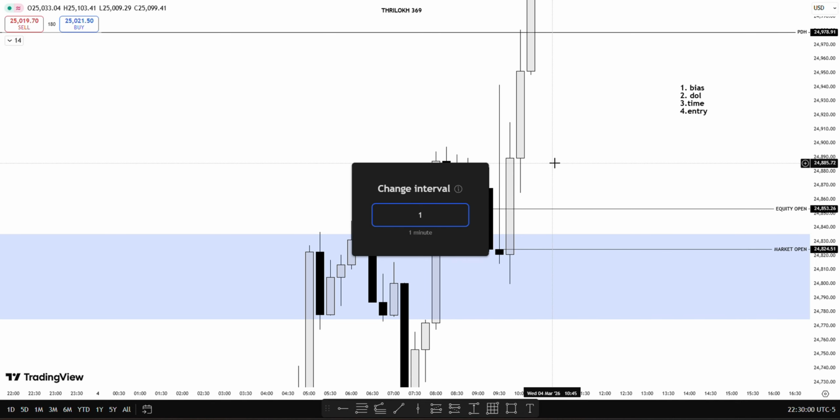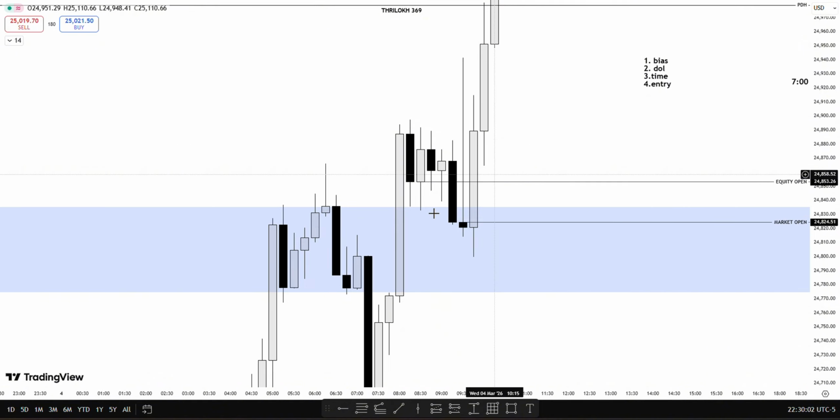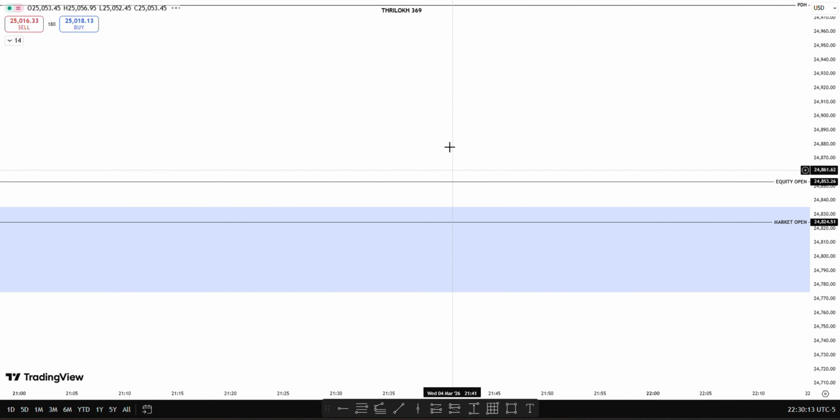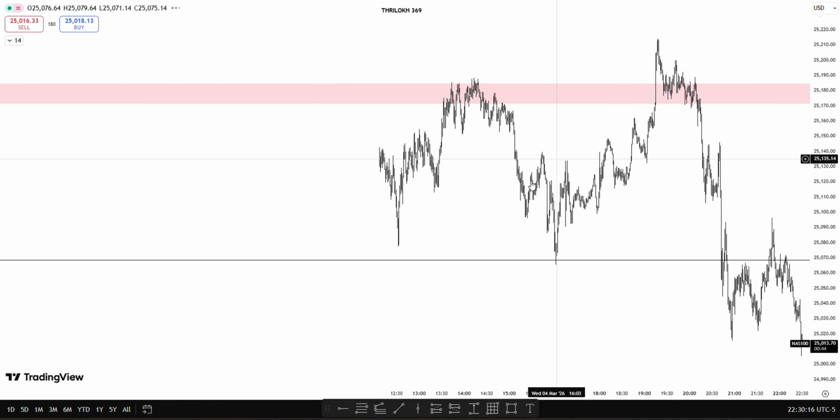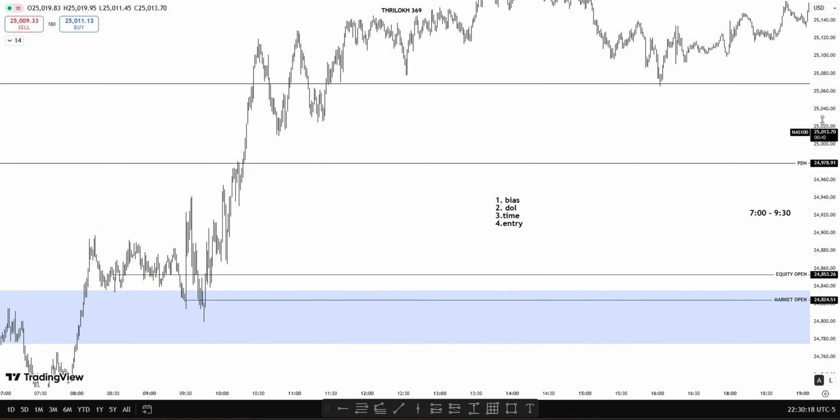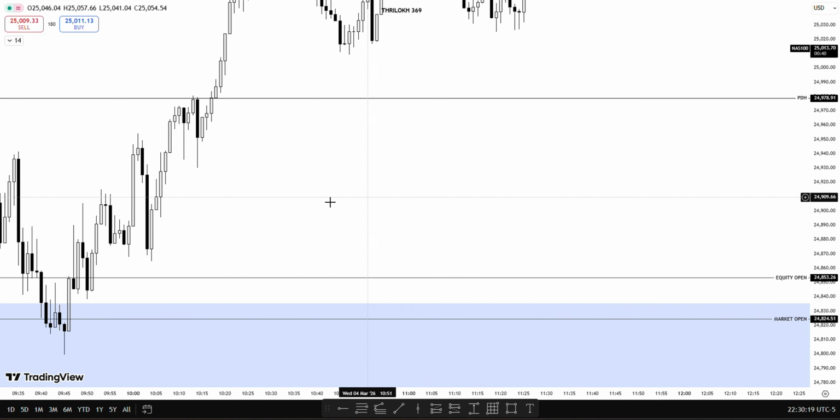Let's go into the 15 minute chart. You can see the 15 minute chart here, is there any imbalance, right? The FVG acts to push price higher. We are shifting into the 1 minute chart, right?